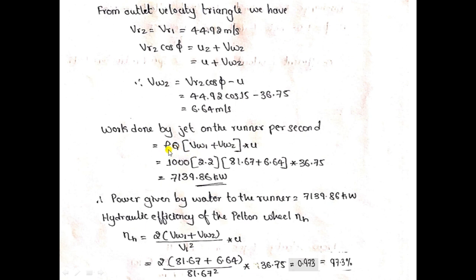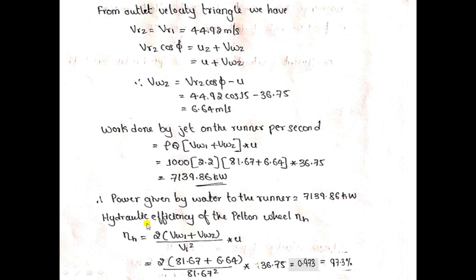Actually, rho into A V1. A into V is nothing but the discharge. Since here it is only one jet, A into V1 is the discharge. So directly I have mentioned it as rho Q. So rho Q into (VW1 plus VW2) into U. If we substitute all those values, we'll get the work done by the jet on the runner as 7139.86 kilowatts.